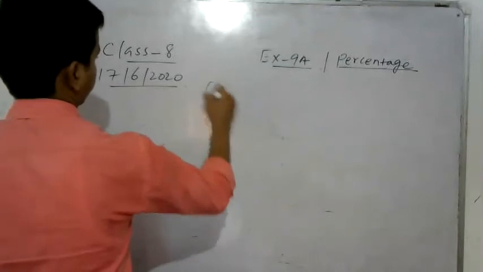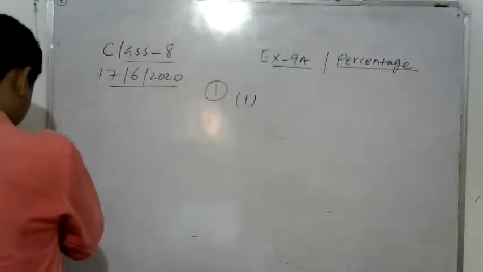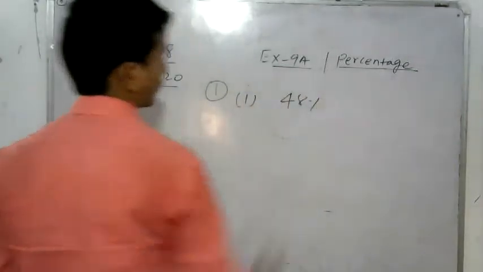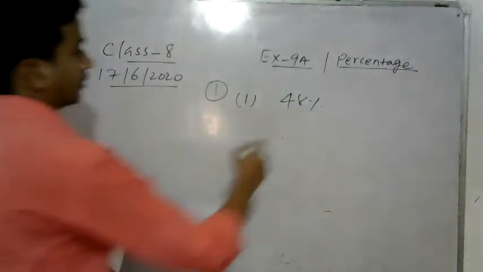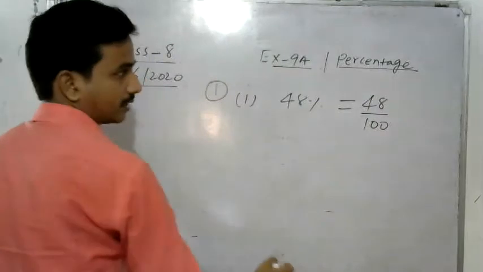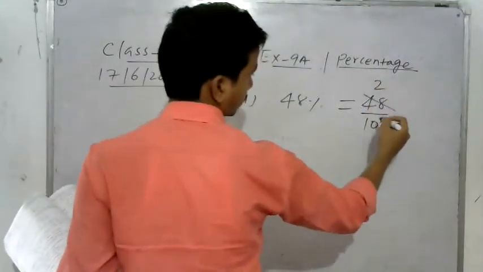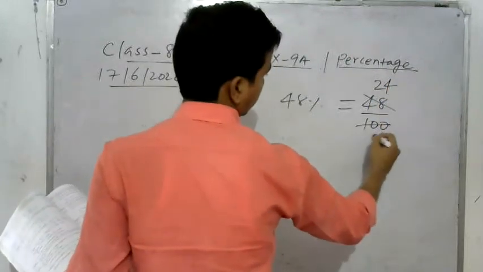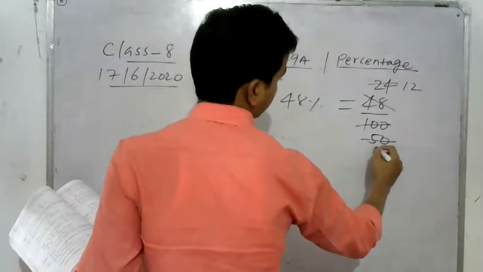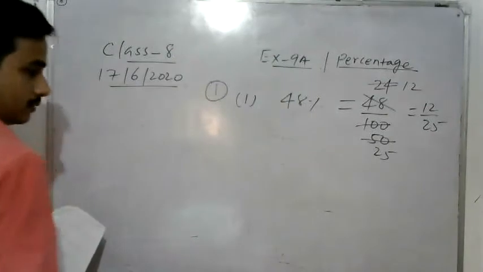Question number 1, part first. We have to convert each of the following as a fraction. So 48%. How will we convert 48% into a fraction? Divide it by 100 and simplify it. It will cancel: 2 4s are 8, 50 times 2 is 12 and 25 times. So this will be 12 by 25.